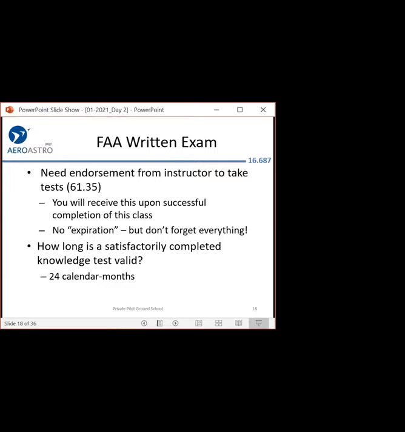The whole idea is that you've just passed a practice exam, so you do want to take the written exam relatively quickly so you don't forget everything, or at least you review again if there's a time gap. And then there was another question: once you successfully complete the FAA written exam, how long is that valid? It's 24 calendar months.